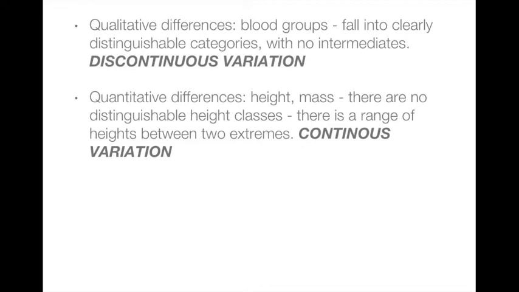In contrast, the quantitative differences between your individual heights or masses may be small and difficult to distinguish. When the heights of a large number of people are measured, there are no distinguishable height classes. Instead, there is a range of heights between two extremes. This is continuous variation.